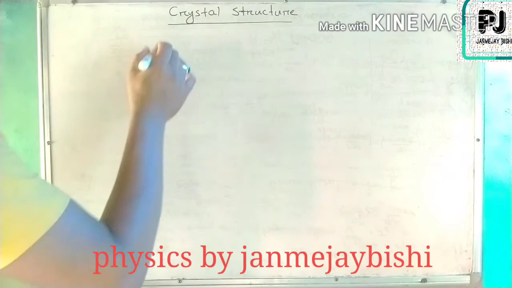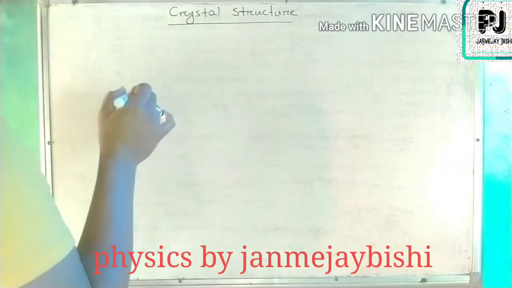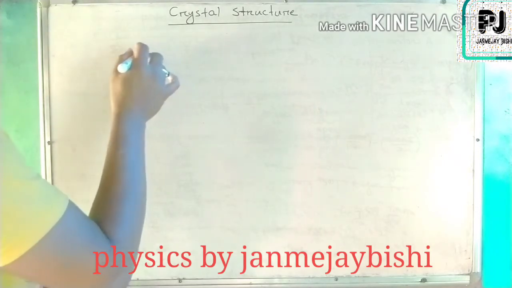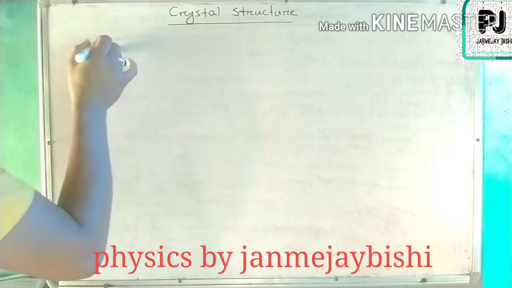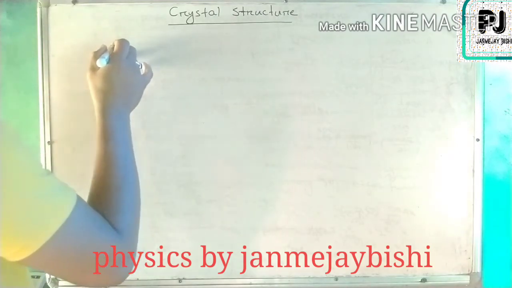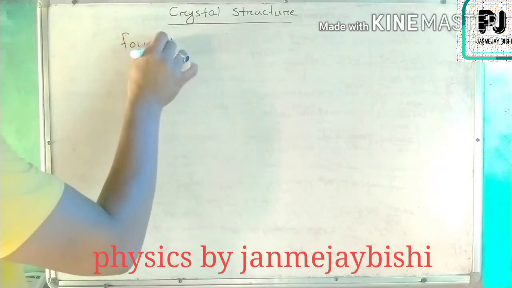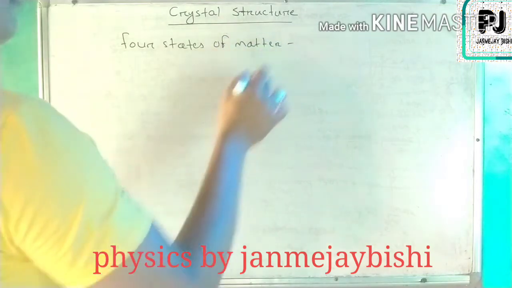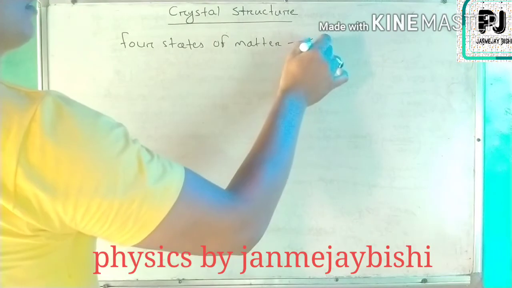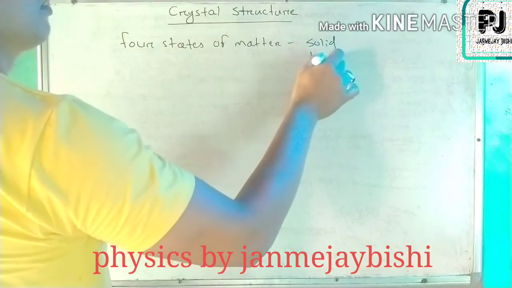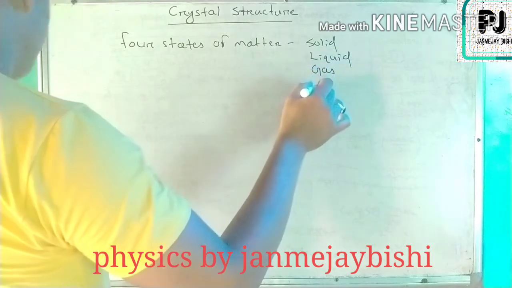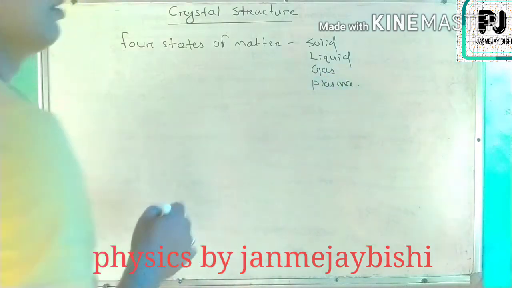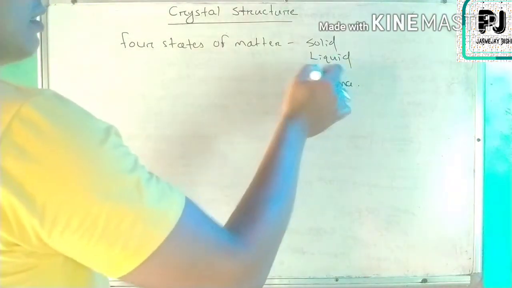The solid state physics, the first one, that is your crystal structure. In this subject, we will read about the solid. So the first thing is that there are four states of matter, generally: solid, liquid, gas, and plasma.